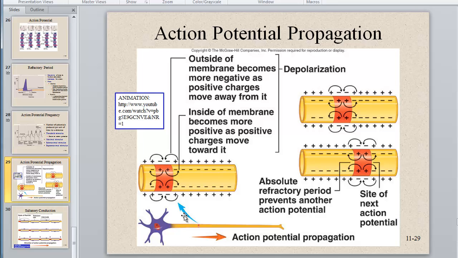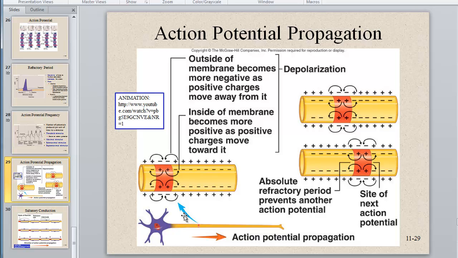It's just the change of ion charge across the membrane as it moves down the axon that causes us to conduct information from our fingertip all the way to our brain. So again, it's propagated along the axon just through ion changes and the changing permeability.